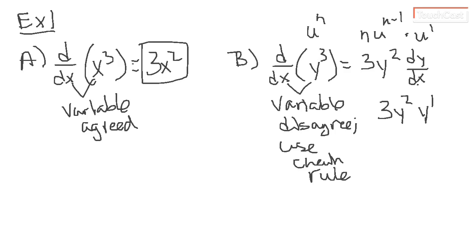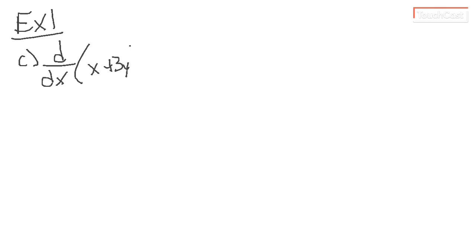So let's look at a couple more examples of how we find the derivative when y is involved. This is still example 1, but now we're going to look at part C. We want to take the derivative with respect to x of x plus 3y. So when we do that, we take the derivative of the first term, x, that's just going to be 1, plus, when we take the derivative of 3y, we're going to get 3y prime. And then we're done with that.